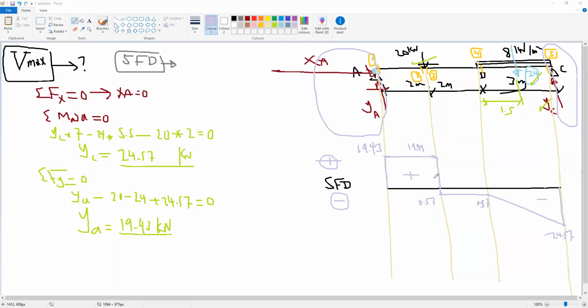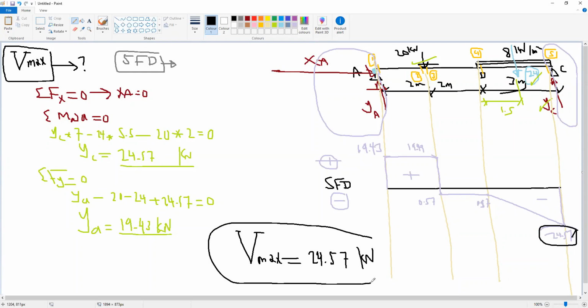From this shear force diagram, what is the maximum shear force? You have to find the maximum value of the shear here. So the maximum value is this value, 24.57. So from all this calculation, finally you find V maximum equal to 24.57 kilonewton. This was given directly in the last problem we solved, but here you have to do some calculation to find V max. This is another idea of the shear stress.